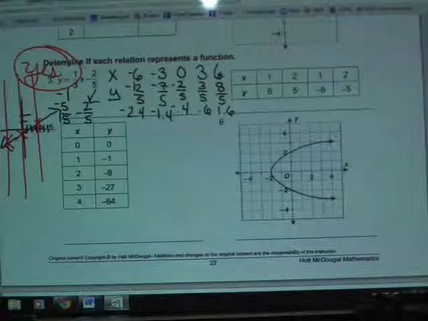In 4 and 5, you're going to look at the table, and again, because they're tables, you're going to look for repeating x's. If you have repeating x's, it's out. If no x's repeat, it's all good. In number 6, where you've got the graph there, you're going to use the vertical line test just like we did when we graphed 3, and as long as it passes, it's a function, but if it doesn't, it's not a function.